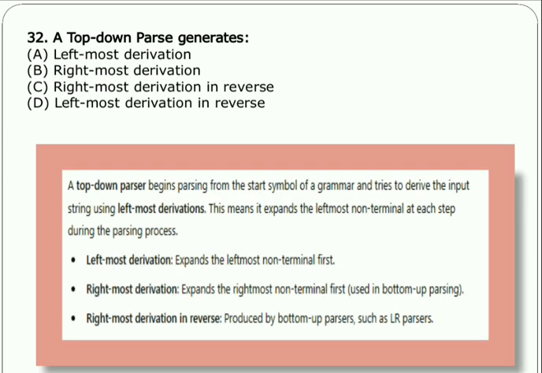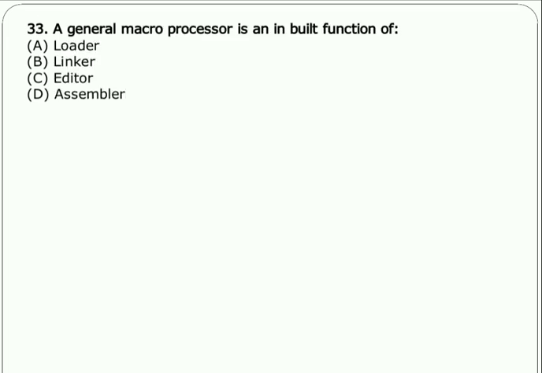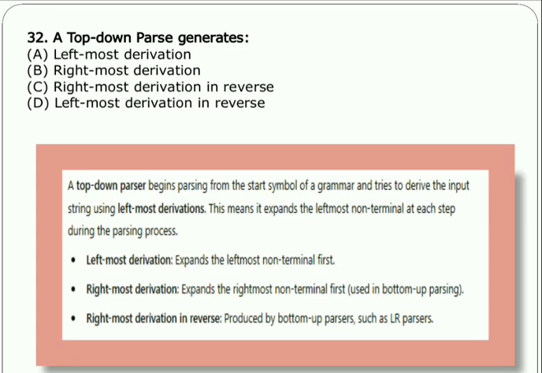It begins parsing from the start symbol of a grammar and tries to derive the input string using the leftmost derivation. This means it expands the leftmost non-terminal at each step during the parsing process. So in the leftmost derivation we use top-down parsing, and in the rightmost derivation we use bottom-up parsing.